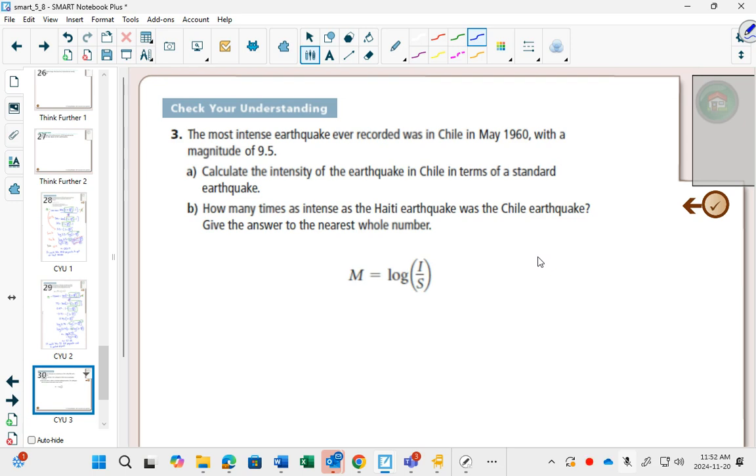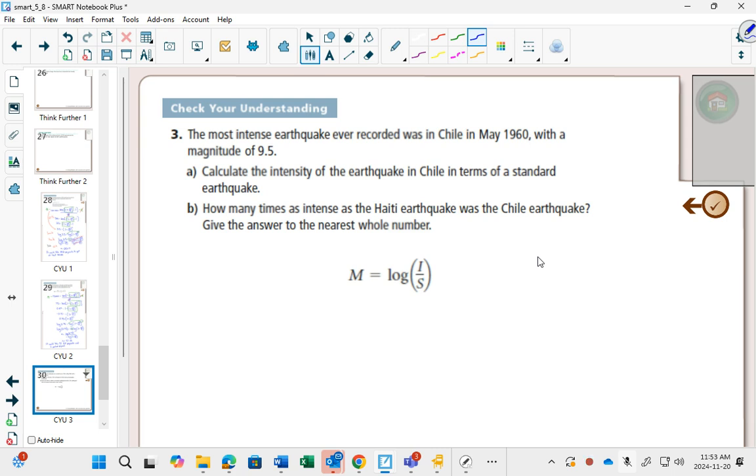Earthquakes use a log scale, and when there is a huge difference between measurements, a log scale lets you show that a lot easier. You might know from experience that a 7 on the Richter scale is 10 times more intense than a 6. Every time you go up by 1 on the Richter scale, it gets 10 times more intense.